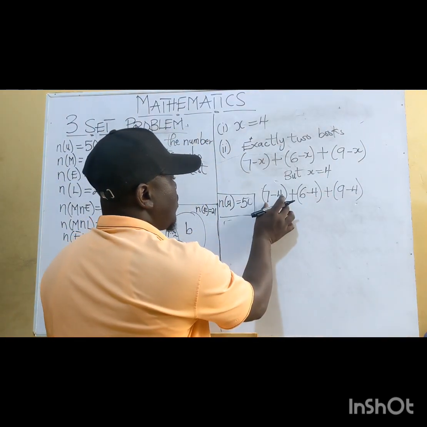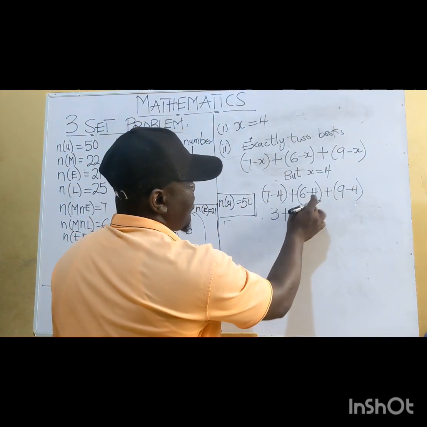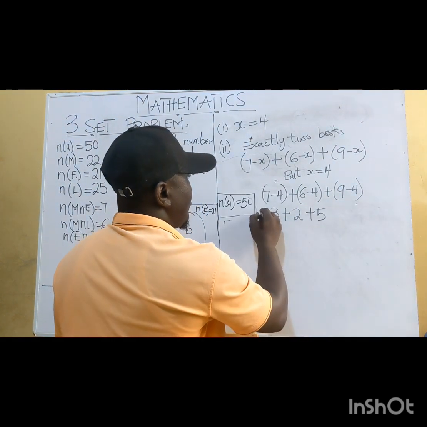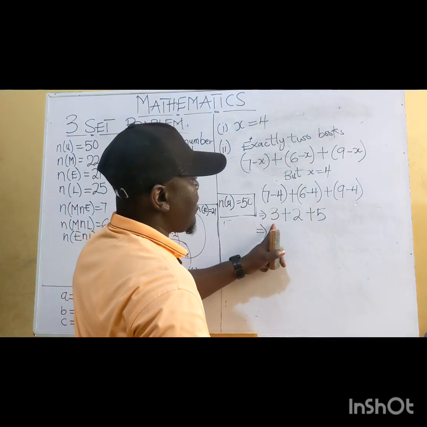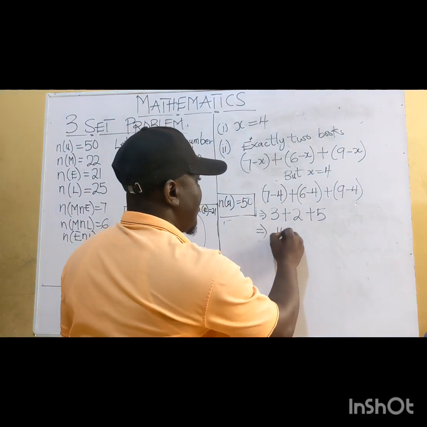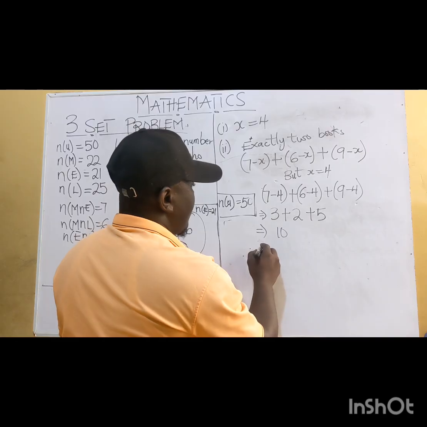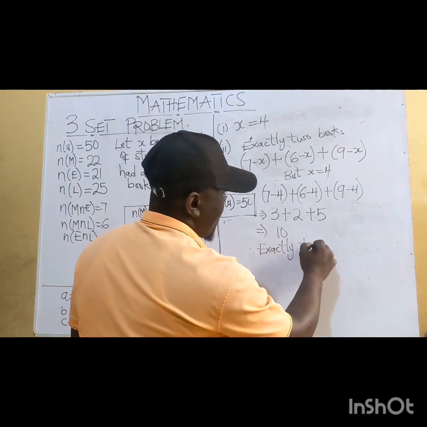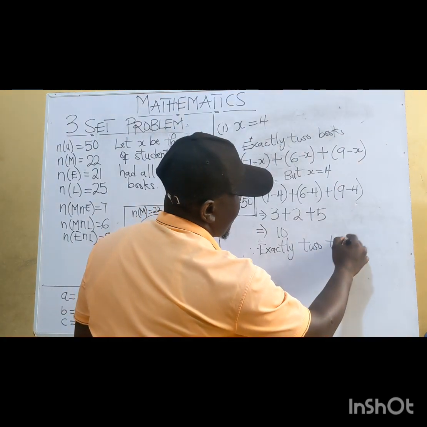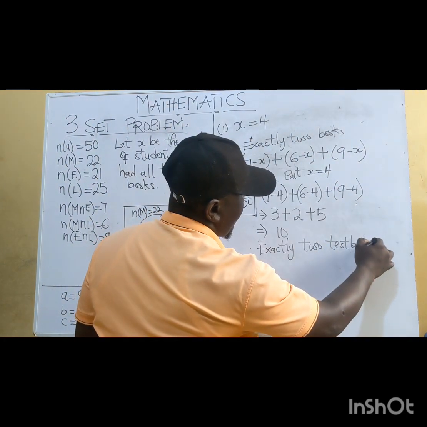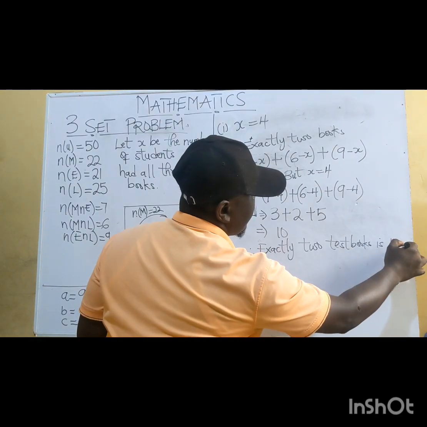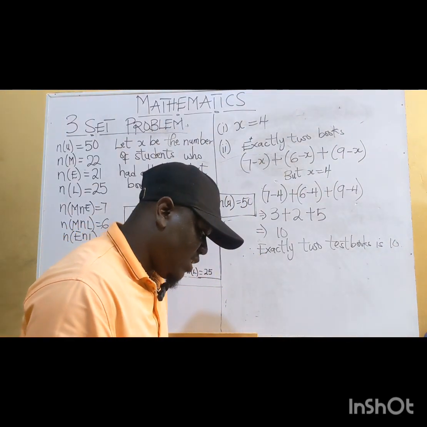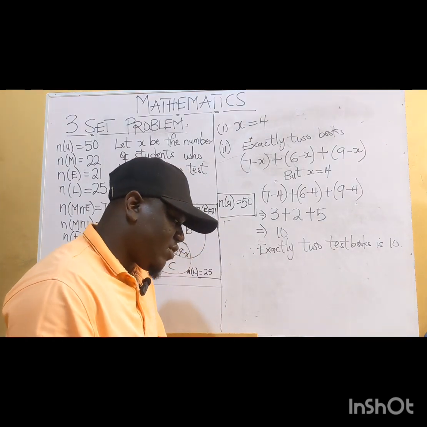Okay, so this would give us 3, plus this would also give us 2, and then we are going to have 5. When we do the addition of 3 plus 2, we get 5, plus this we get 10. So therefore, exactly 2 textbooks, it's 10. Okay, then the last part of the question, which is the III, says only life skills books.